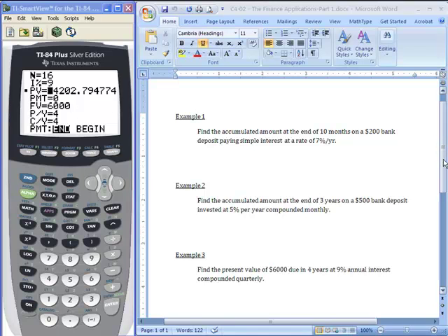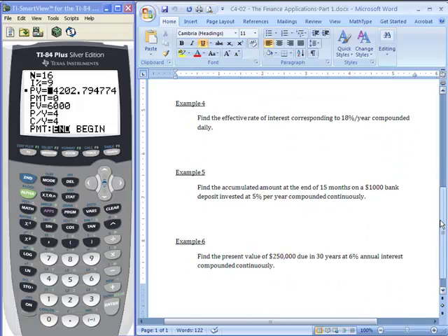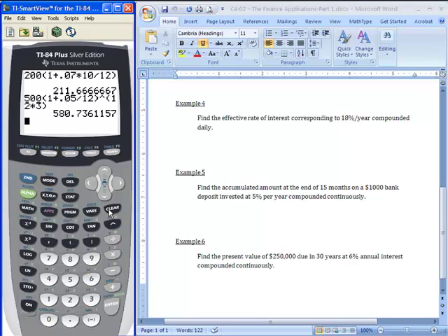All right, let's move on here. And we'll go to example 4, which asks us to find the effective rate of interest corresponding to 18% per year compounded daily. All right, I'm going to quit back out to our regular screen here, so second and mode, and I'm going to clear out what we've got, and I'm going to go to the formula for effective rate of interest. All right, and in that case what we do is we use 1 plus, and then we take the interest rate in decimal form. 18% is the same thing as 0.18. We divide that by 365 in this case, since we're compounding daily.